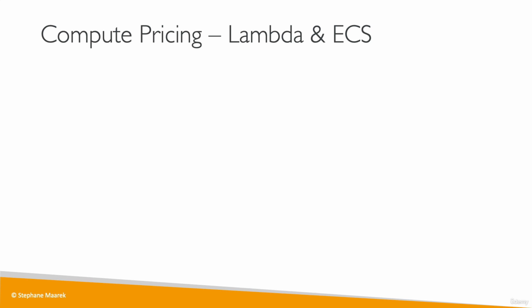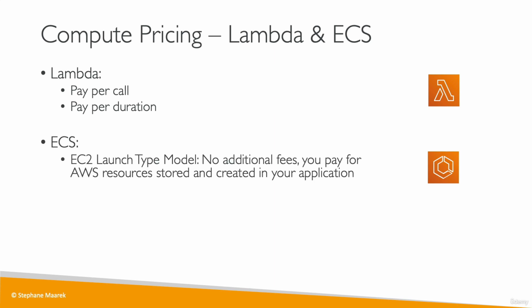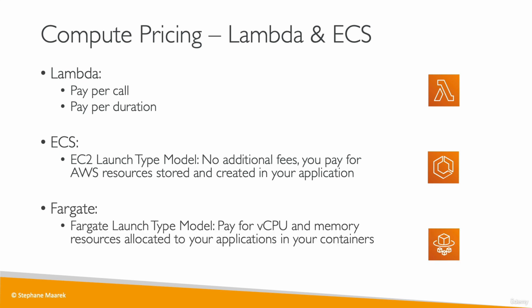Next, we have Lambda and ECS, again in the compute category. For Lambda, you pay per API call, and you pay per duration of your Lambda functions times the amount of RAM that you have assigned for your Lambda function. For ECS, you get an EC2 launch type model. That means that you don't get any fees for using ECS, but anytime you start an EC2 instance underlying your ECS cluster, you will have to pay for that EC2 instance. For Fargate, it's a little bit different because we don't manage EC2 instances, and therefore we're going to pay for each container for the amount of CPU and memory that gets assigned for your container.